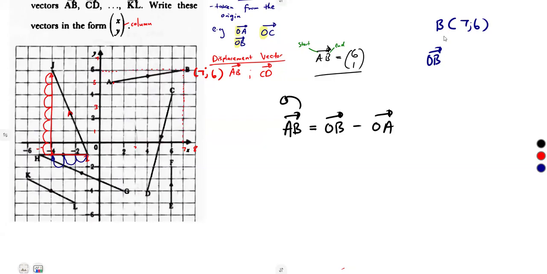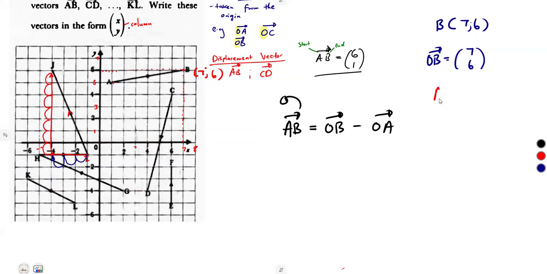representing the point B from the origin, there is no effect because it's taken from the origin. So it is simply writing that point B as it is, just that it is now written as a column vector. We are writing in this manner. That is the only part. We have the position vector OB from the point B.